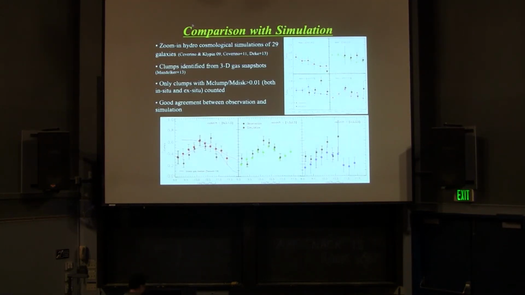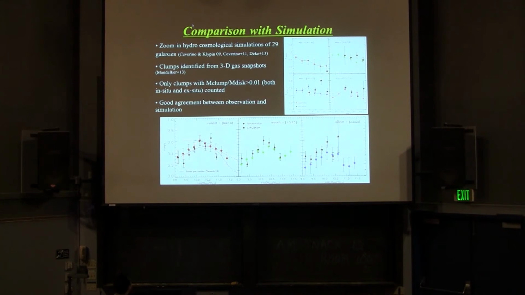And this is a very preliminary result of an observation comparison with the simulation. The simulation is from Ceverino, Dekel and others, and Nir Mandelker identified clumps from the 3D gas snapshot, and he will talk about this process in detail this afternoon. We only count clumps with clump mass greater than 1% of the disk mass.